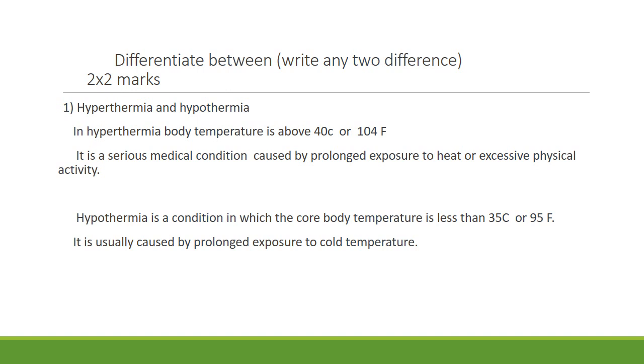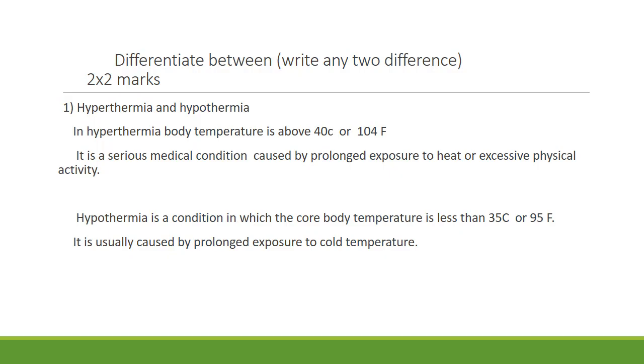The 2 points are: one, in hyperthermia the body temperature rises above 40 degrees centigrade or 104 degree Fahrenheit. And the second point is, it is a serious medical condition caused by prolonged exposure to heat or excessive physical activity. So these are the 2 points included in hyperthermia. The reason for the occurrence of hyperthermia is prolonged exposure to heat or excessive physical activity.